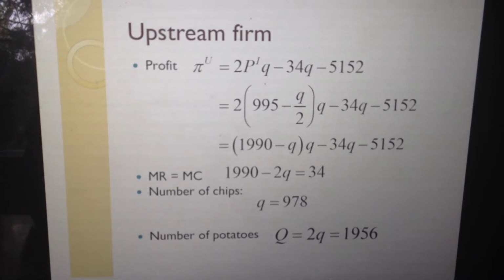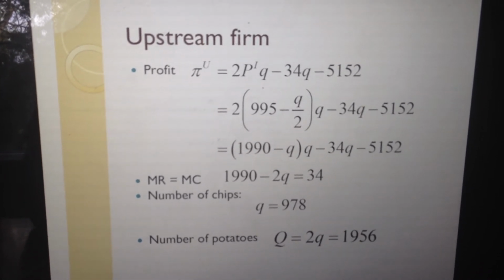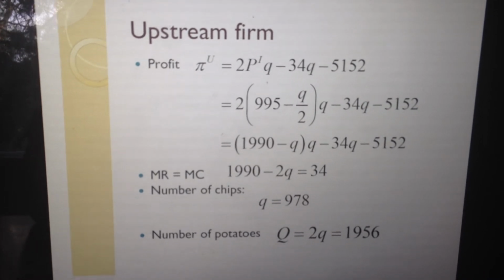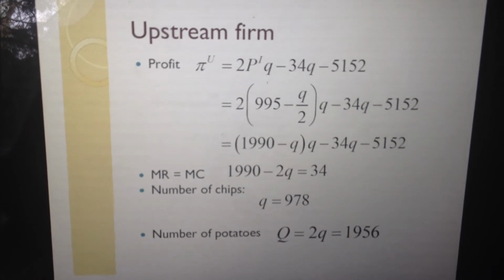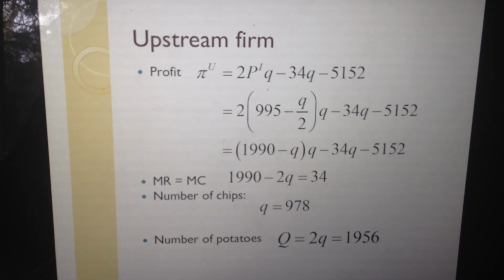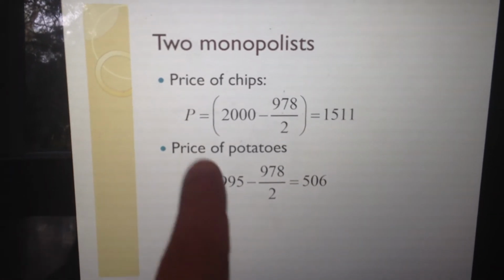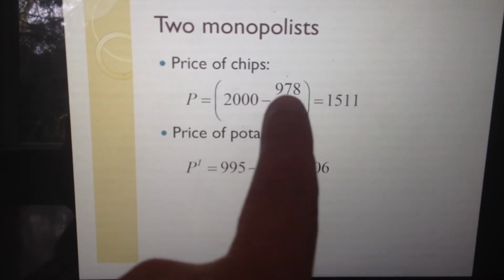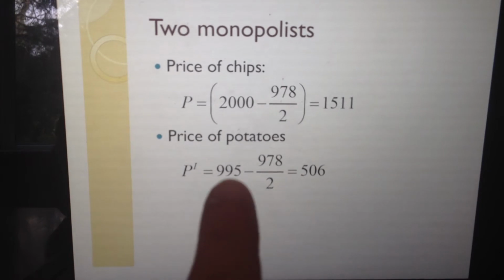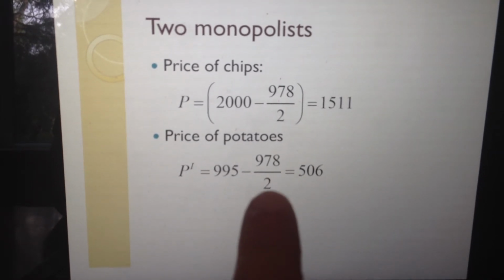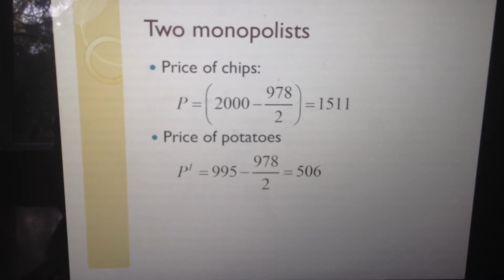How many potatoes are we talking about? Twice that number, because you need 2 kilos of potatoes for every chip. So you get 1956 in terms of the number of potatoes. Now we know the quantities for everything. Now we can figure out our prices. Price of chips is 2,000 minus the number of chips divided by 2, 1511. Price of a potato is 9.95 minus the quantity of chips divided by 2, 506.